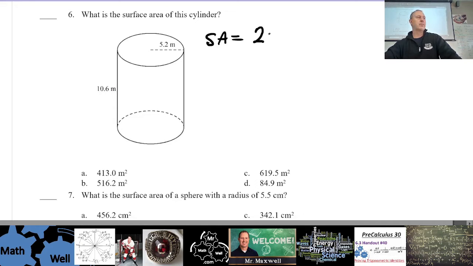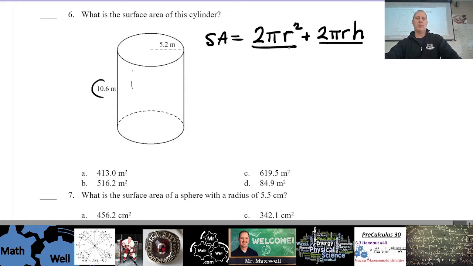2 pi radius? Times radius squared. That's right. Okay, so 2 pi r squared would be the top circle and the bottom circle, or the top and the bottom. And the wraparound part, well, we just mentioned what that was. We're going to add to that 2 pi times r times the height. 2 pi r times height. That's the lateral surface area part. So the 2 circles on the top and bottom, and the lateral surface area part.